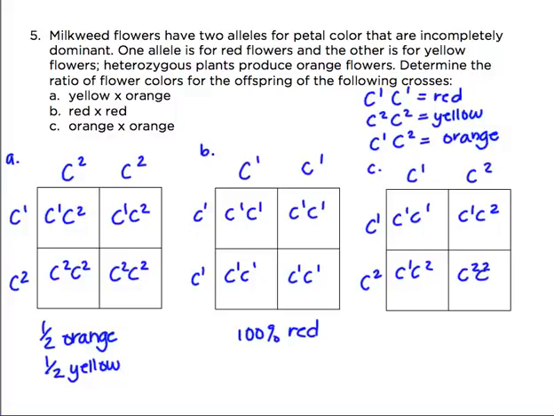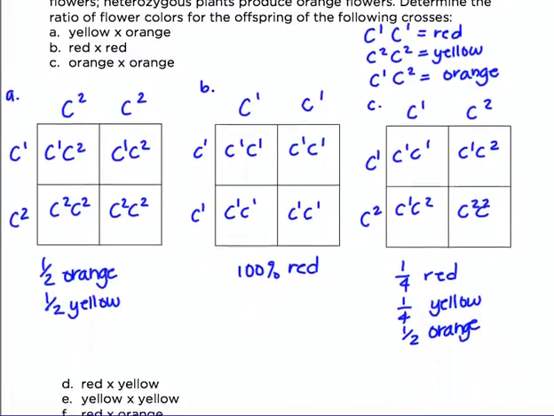So you have 1/4 is C1, C1, which again is red. 1/4 is C2, C2, which again is yellow. And then the two heterozygotes of the offspring, C1, C2, are orange. So you get 1/2 are orange. Okay, so it's pretty simple, but let's keep going.